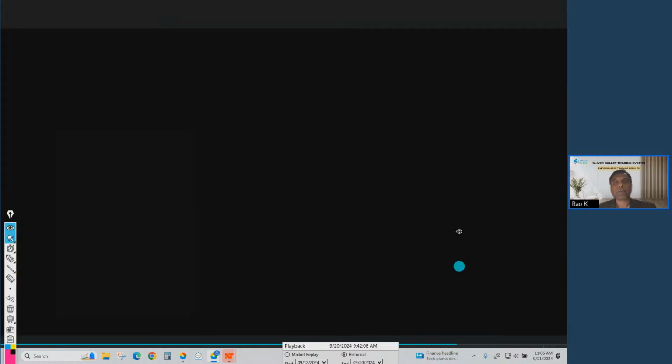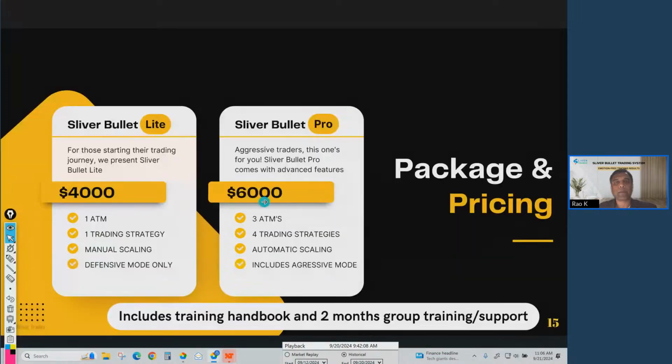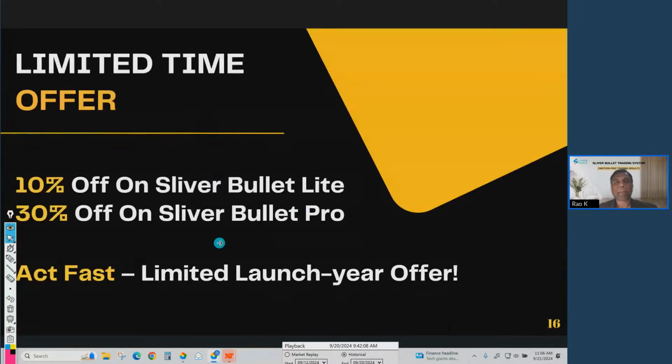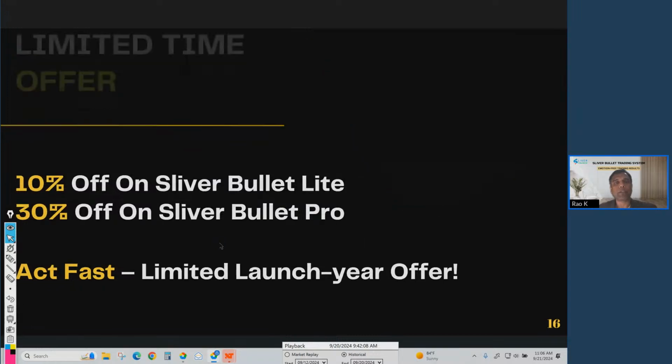And how much would it cost? This is the retail price before the discounts that I'm going to show in the next slide. Two versions, light version and pro version. All of our customers have purchased the pro version only, because it is a complete software. It has all the features, and it comes with training and handbook and the support that you need. But we are offering a discount. We are running a promotion, 30% on Sliver Bullet Pro, 10% on the light version.